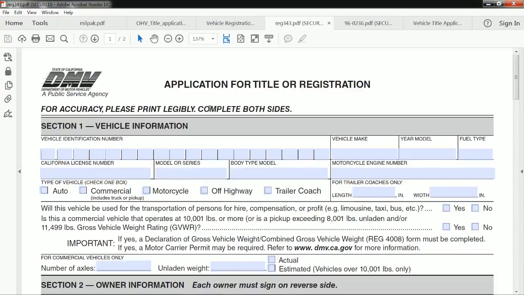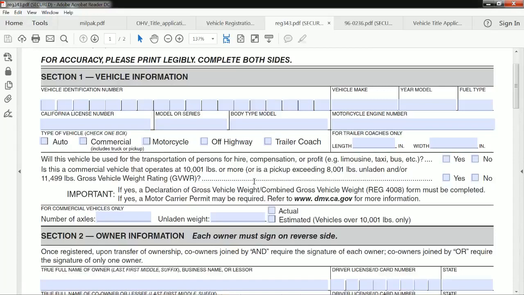So this right here is, what state is this? So this is California. All right, this is the application for title or registration for California. So we went through Washington, we went through Arizona, now we're in California. Same idea, same protocol, same principle.